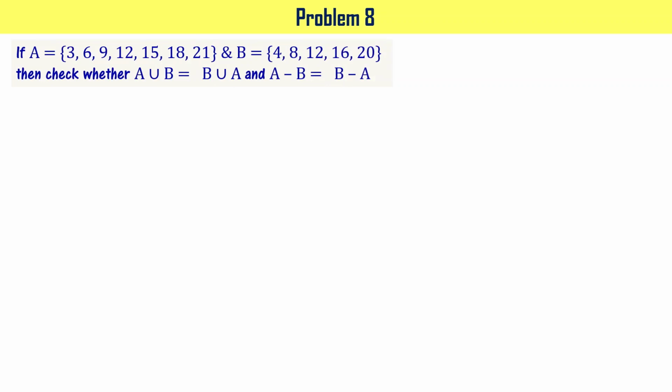Let's go to the next question, that is problem number 8. If A is a set containing elements 3, 6, 9, 12, 15, 18, and 21, and B is the set containing elements 4, 8, 12, 16, 20, then check whether A union B is equal to B union A and A minus B equal to B minus A. So we have to check whether these two statements are valid or not, right? This is from year 2017.